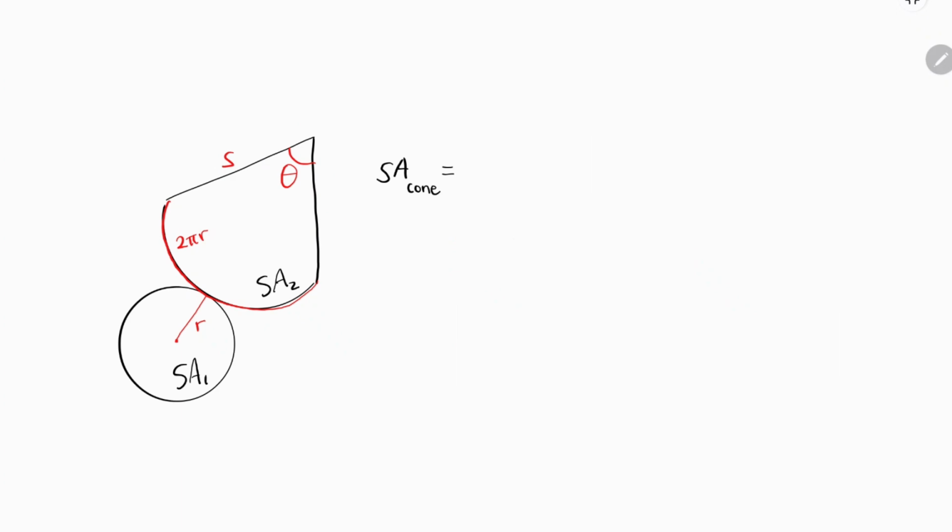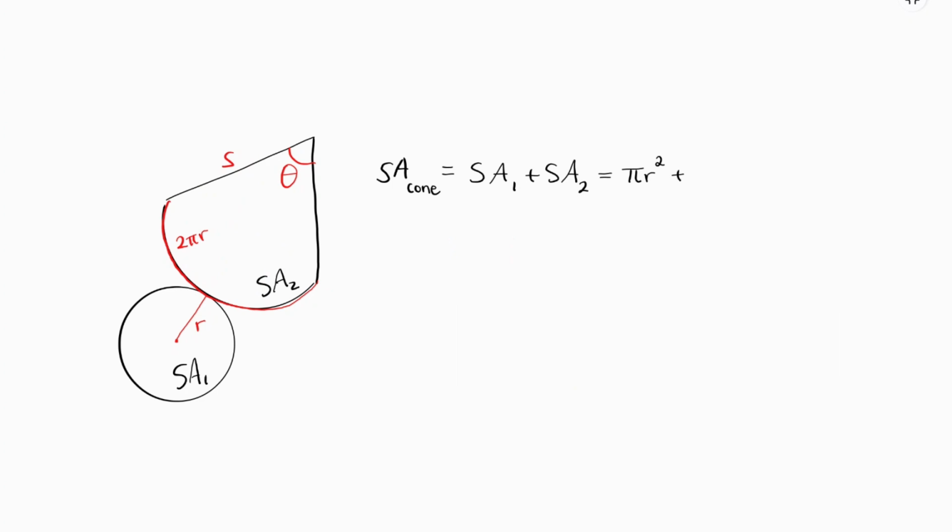Now, the surface area of a cone equals SA1 plus SA2. We know how to find SA1. That's pretty easy. It's just the area of a circle, which is pi r squared. Now, SA2, the area of this sector, is a bit harder to find, but we can use some common ratios to help us.